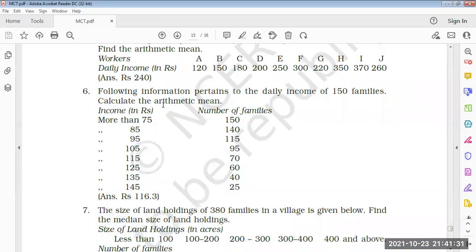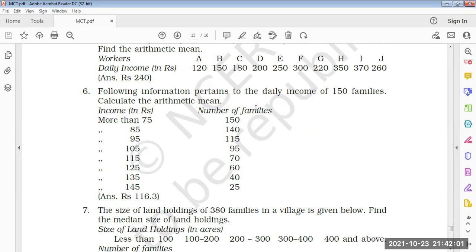Problem five is over. Now coming to the sixth problem. The following information pertains to the daily income of 150 families. So our n is equal to 150 here, the number of items that we are examining. In any formula, n stands for the number of total items, or the number of samples that we have taken. Calculate the arithmetic mean.